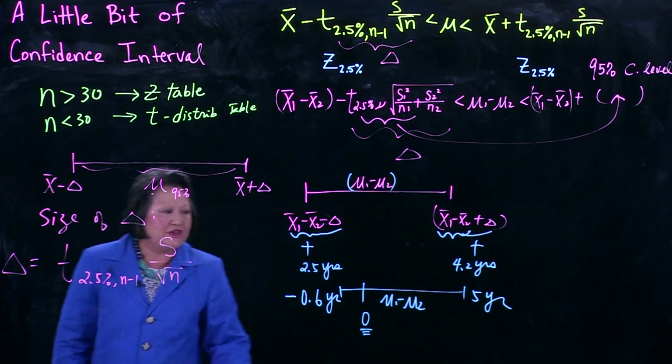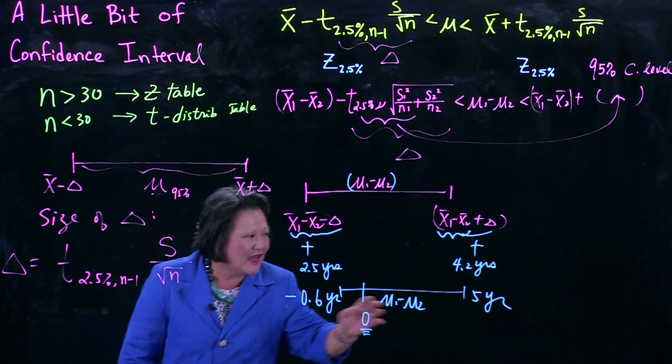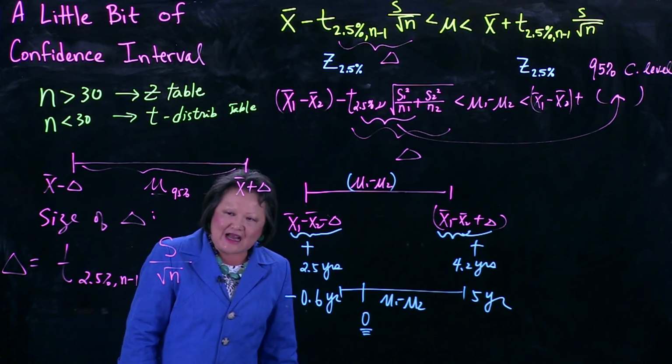It also can be this. You say, but look, Dr. Wang, this is just a tad, minus 0.6. This is a whole lot, all of 5 years. Can I just say I have an improvement?